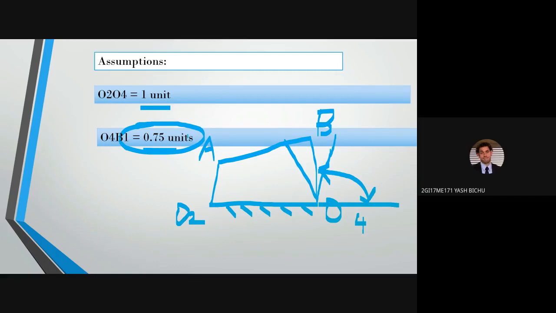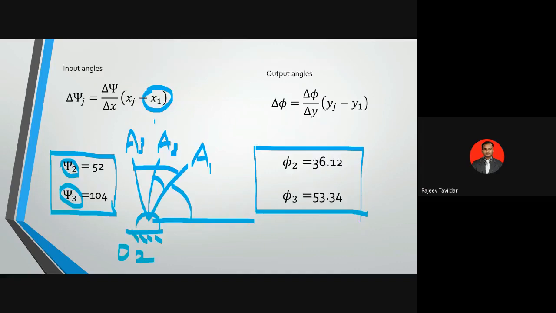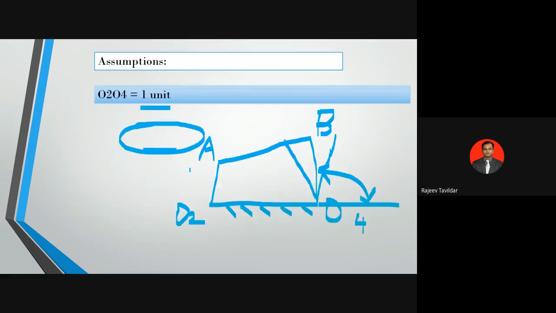But O4B we can assume, right? O4B1 we will be drawing later. See, whether it is O4B1, O4B2 or O4B3, the link lengths are going to be one and the same. It's only changing its position. In the previous case, in the input link I had O2A1, O2A2 and O2A3. Only their angular position is changing, but the link length will remain the same. So while writing the assumption, whether I write O4B1, O4B2, O4B3 or just O4B, it is one and the same, because the link length remains the same. Only the angular position changes.